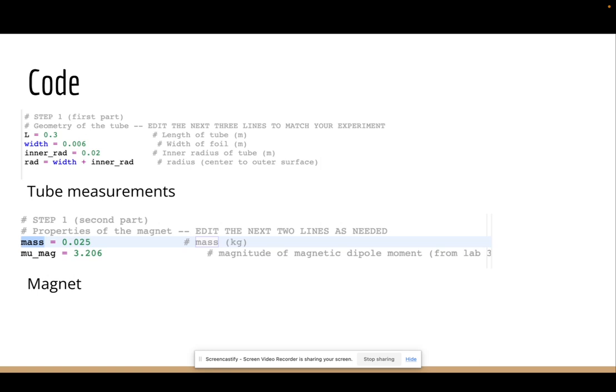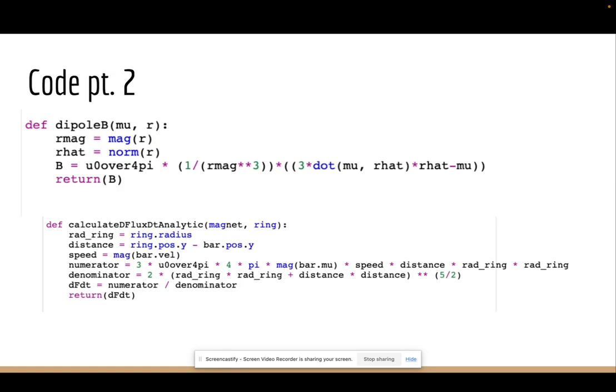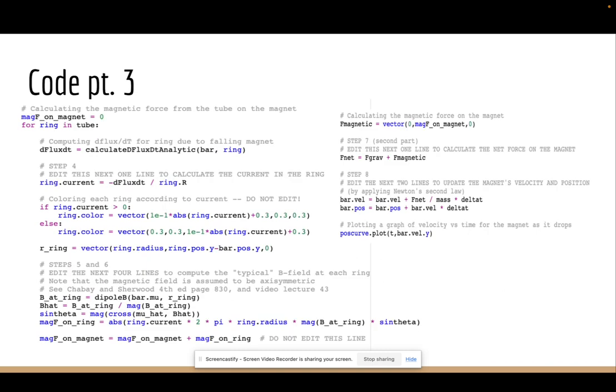And then this is our code for our initial setup. So we have our tube measurements on the top and then our magnet on the bottom, using the mu that we recalculated. And for our second slide, we have the code for magnetic field and magnetic flux on the bottom. Then for code part 3, this is our simulation for the loop that occurred during the lab. So on the left we have the code for magnetic force, and then on the right we have our gravitational force, net force, and velocity and position.